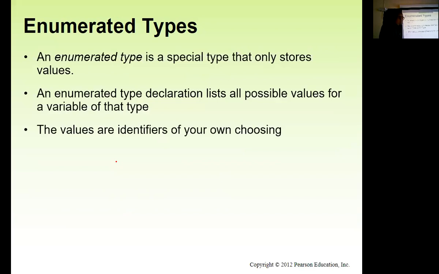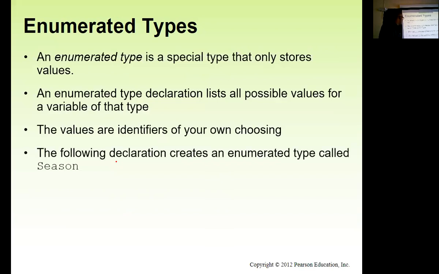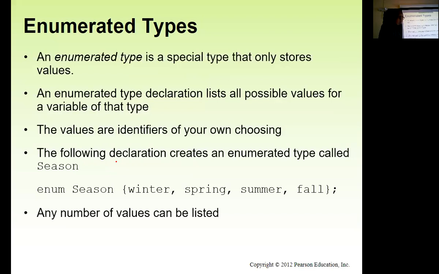So you can use identifiers of your own choosing, and an example is season, where season can either be winter, spring, summer, or fall, and those are the only seasons, right? And you use the enum keyword, and then you give it a name. Generally, we use uppercase, as you see, Season starts with S, because it's considered a class, so it's a special type. Any number of values can be listed.